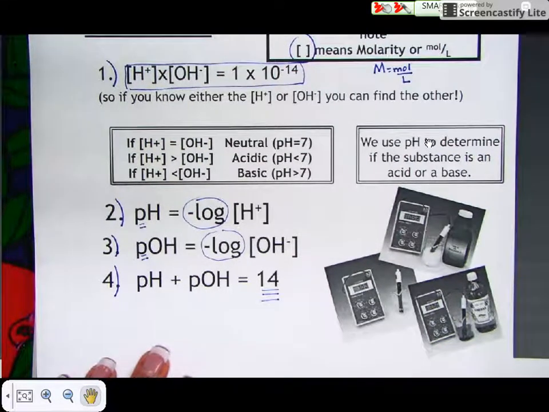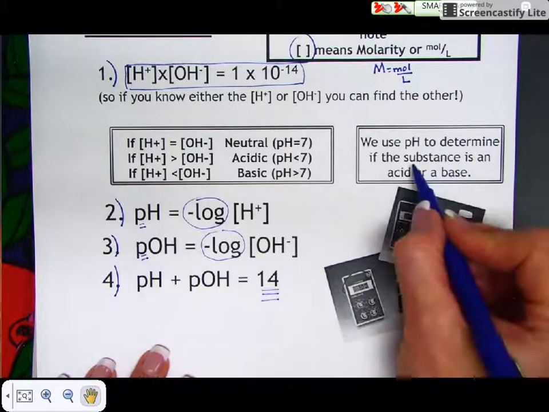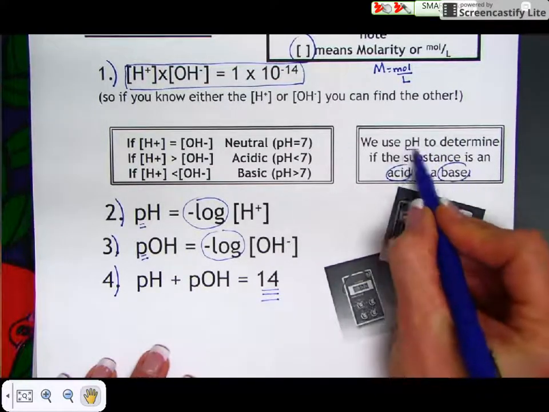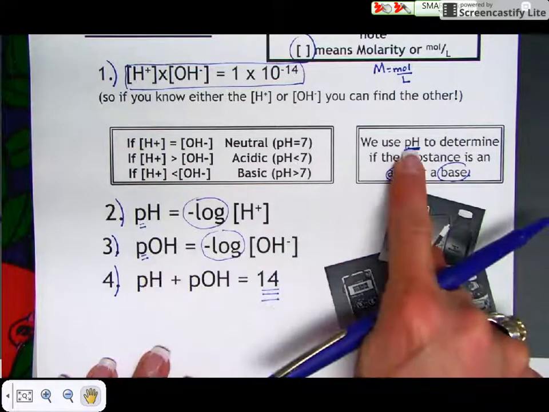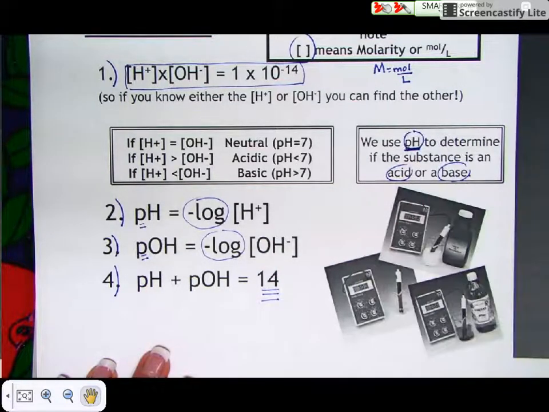I want you to remember that when you're asked to determine if a substance is an acid or a base, you have to refer to your pH, not your pOH. Always refer to the pH. Make sure you remember that.